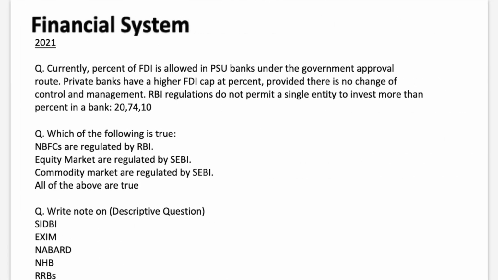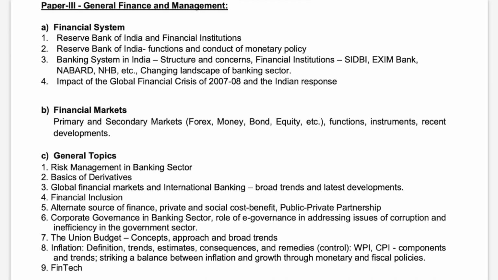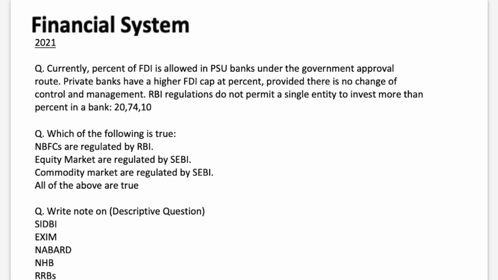So here is the 2021 question paper. Here they have asked 3 questions. One was a descriptive question in which they asked for a note on SIDBI, Exim, NABARD, NHB and RRBs. And we have already seen it's mentioned that you have to read those financial institutions, so obviously it was there in the syllabus. Then there was a true and false question, which is very easy. You should know what RBI regulates and what SEBI regulates, and you can do it.